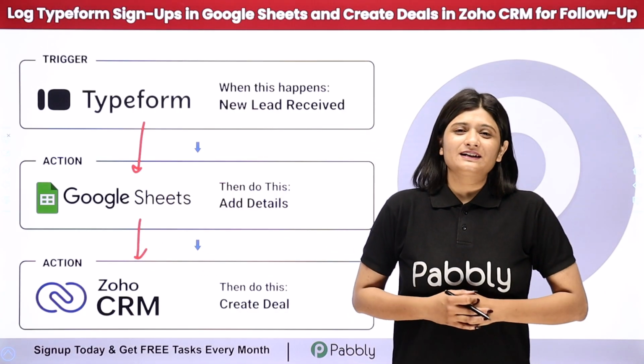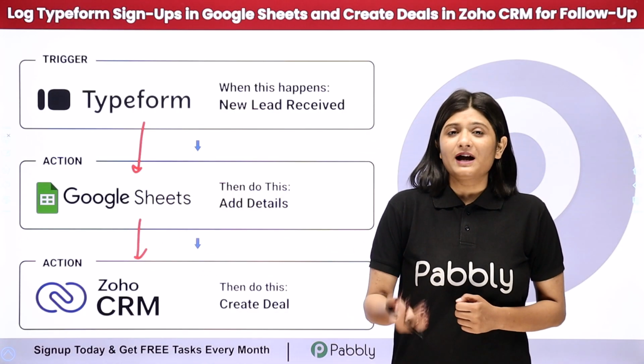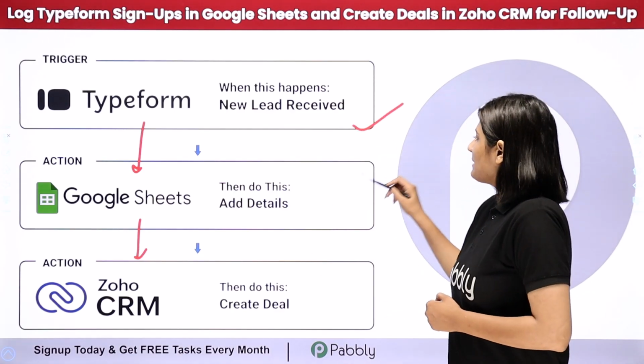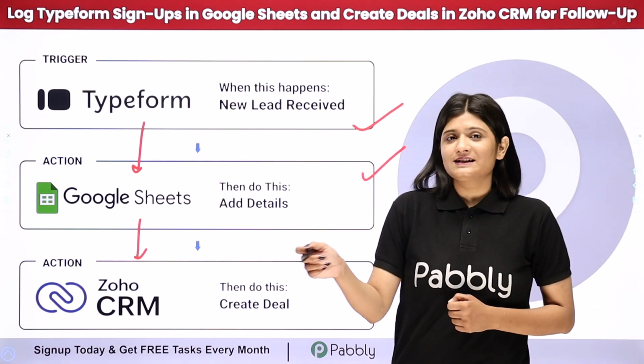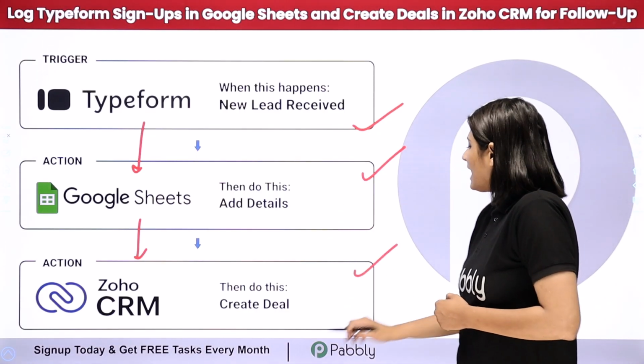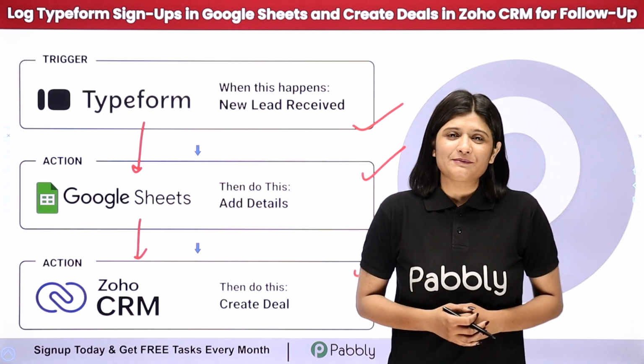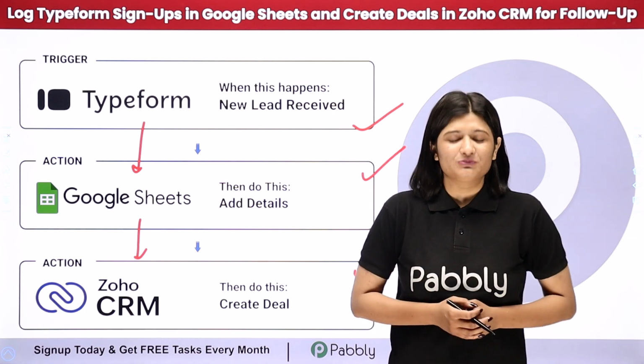With the help of Pabbly Connect, I am going to build this connection in such a manner that whenever I receive a new lead from Typeform, I am automatically going to add the lead details to my Google Sheets, and then I am going to create a deal in my Zoho CRM account. Now if you want to learn the step-by-step process, then let me take you all to my screen.